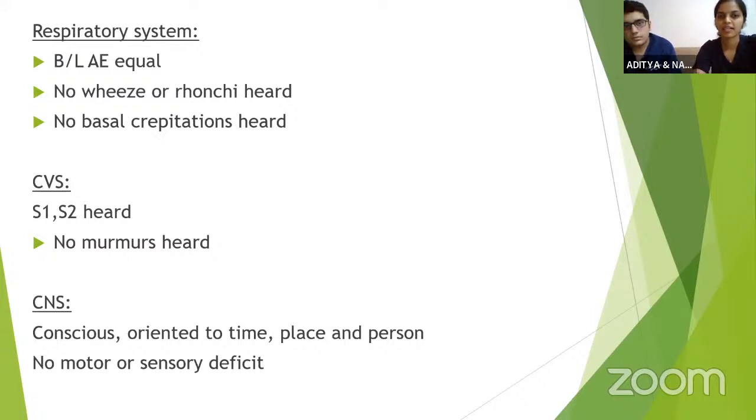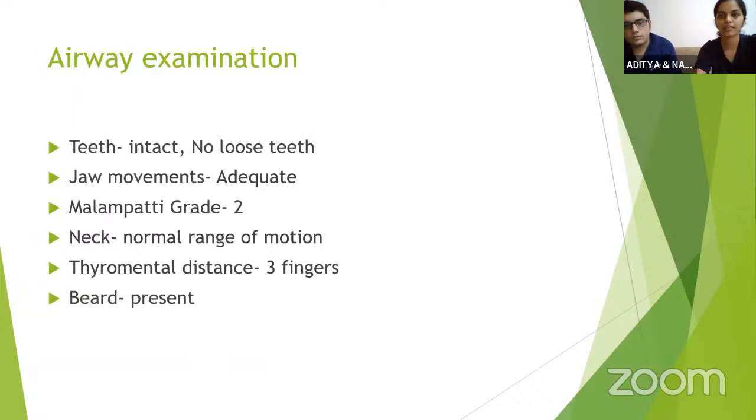Respiratory system: bilateral air entry is equal, no wheeze or rhonchi heard, and no basal crepitations heard. CVS: S1, S2 are heard, and no murmurs heard. CNS: the patient is conscious, well oriented to time, place, and person, and there's no motor or sensory deficit. Airway examination: teeth intact and no loose teeth present. Jaw movements are adequate. Mallampati grading is 2, neck has normal range of motion, and thyromental distance is 3 fingers. Beard is present.